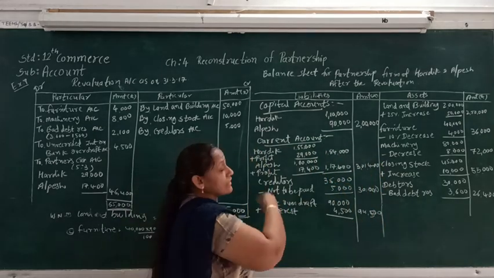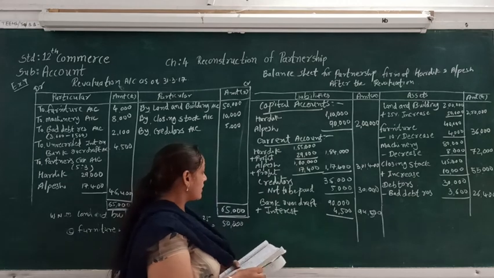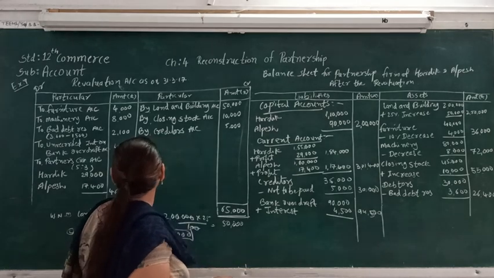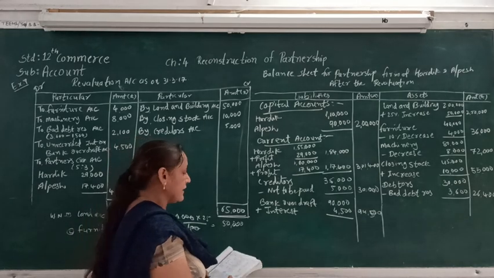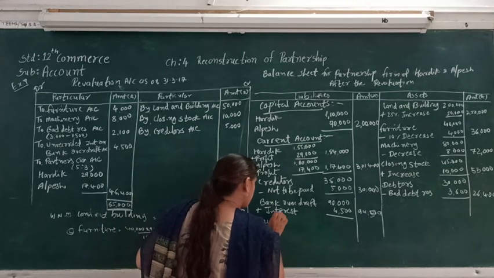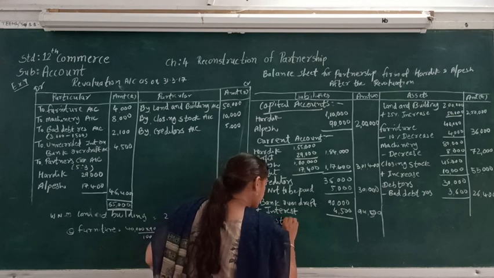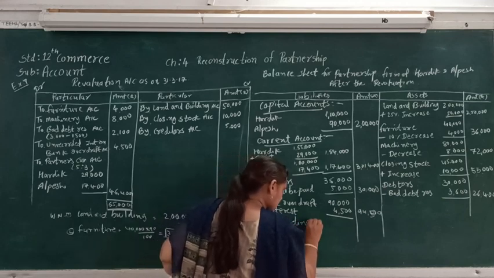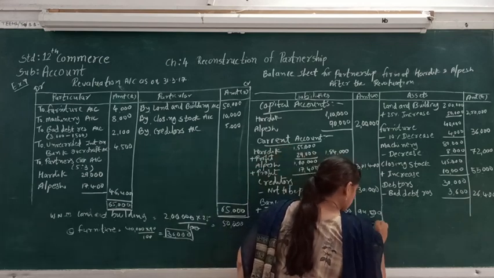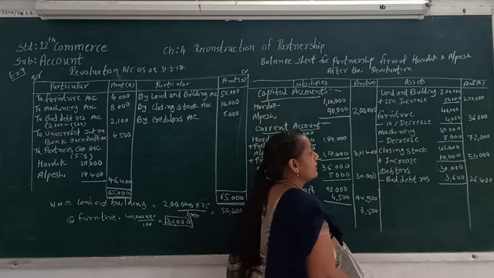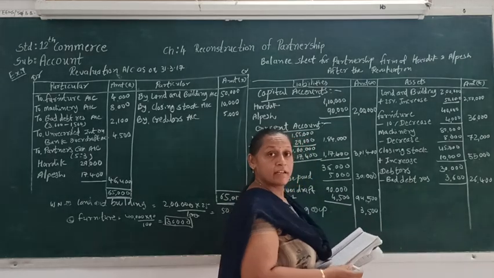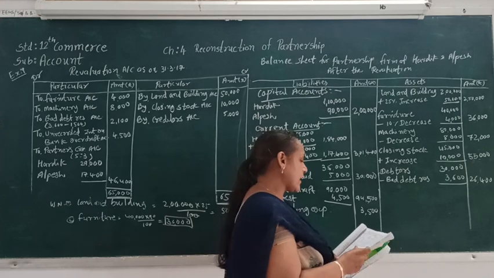So here we can see that we have written capital account, current account as well as creditor, bank overdraft. But here we have to write one more entry, and that is from the balance sheet straight, that is outstanding expense, and that is of 3,500. Here again on the asset side we can see that there are some remaining items that we are going to write in that.